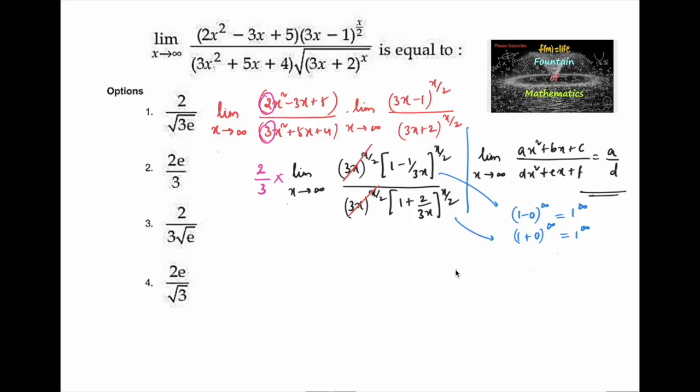We have limit x tends to a of f of x power g of x, whenever it is in the form 1 power infinity. So we can also express it as exponential of limit x tends to a of f of x minus 1 into g of x.